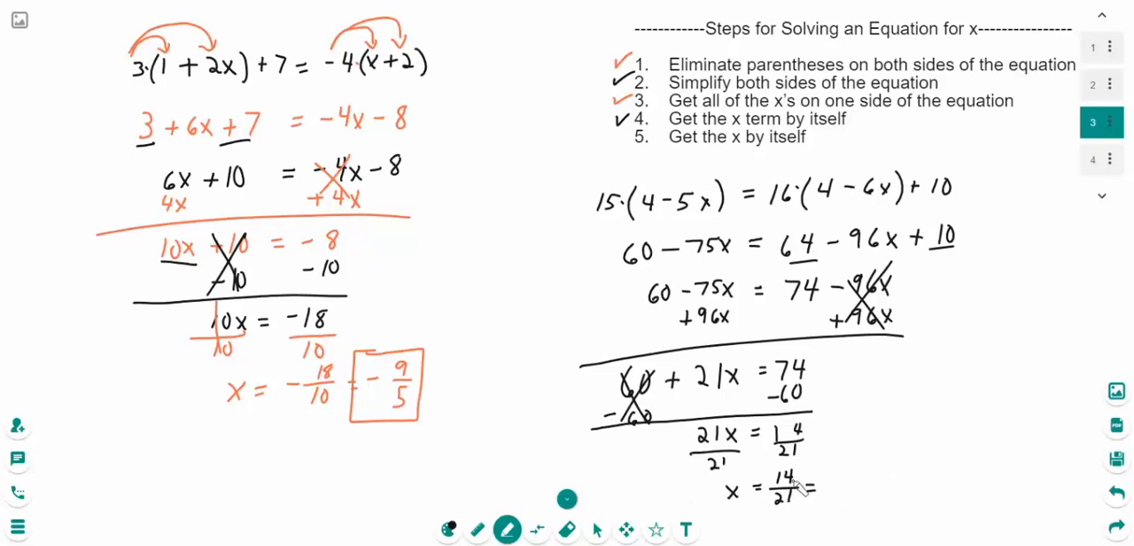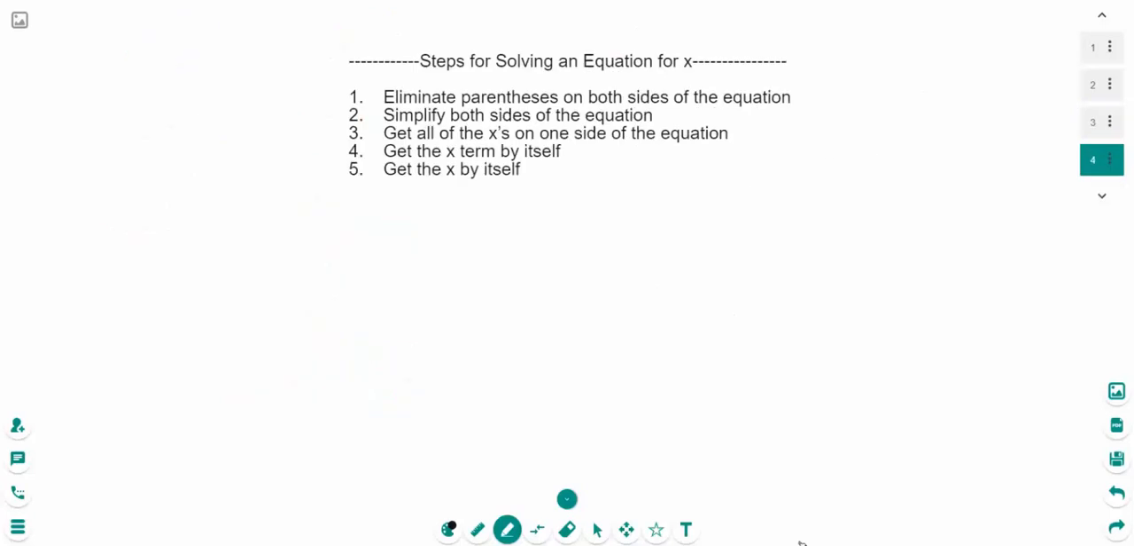Now I could actually reduce that. I could recognize 7 goes into both of those. So 7 goes into 14 twice, into 21 3 times. So we end up with x equaling 2/3. All right. Make sense? Great. Let's try another one. And I'm just going to write it over here.